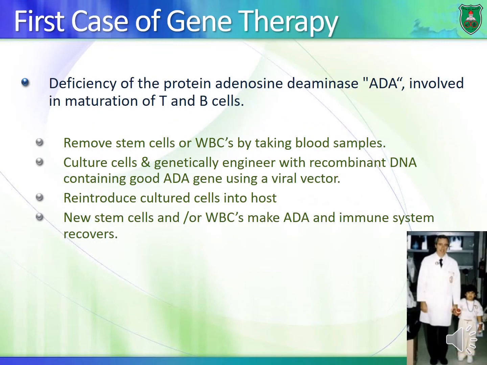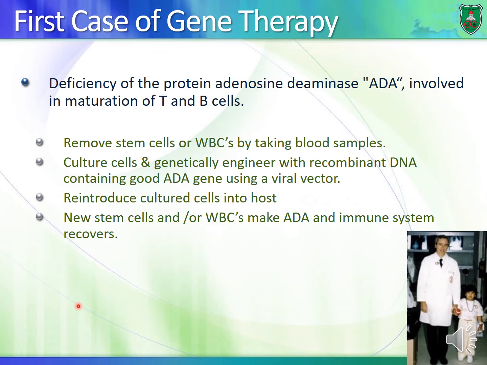Now, the first gene therapy case was announced about 20 to 30 years ago. A young patient with deficiency of adenosine deaminase, which is important for the maturation of T and B cells. So she had immune deficiency. What happened was that the gene for adenosine deaminase was inserted into the genome. It was transferred via viral vectors and inserted into the genome, and it worked. It was successful.